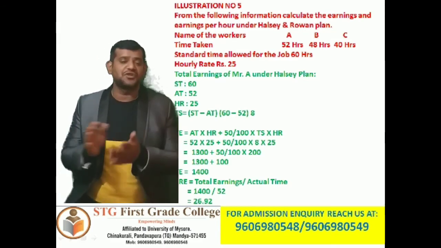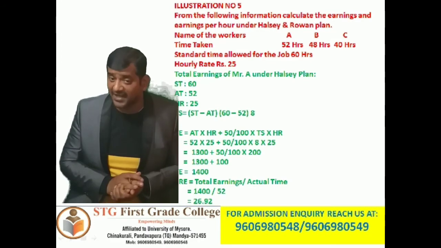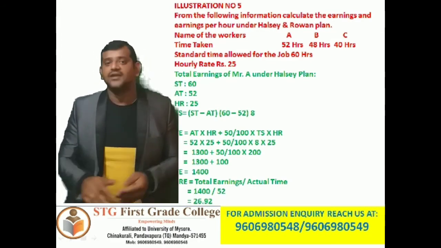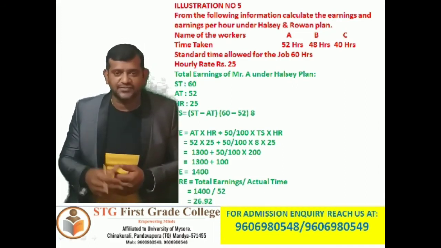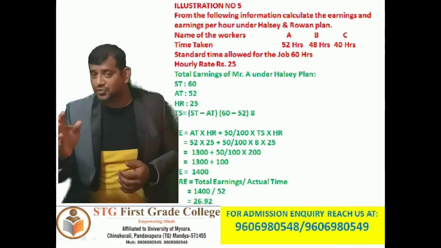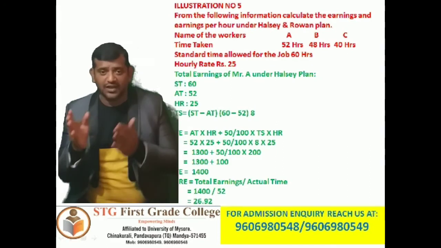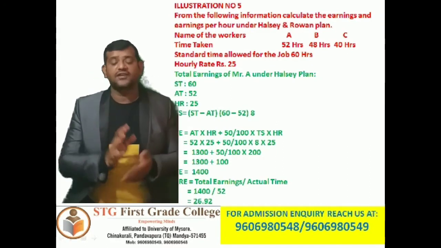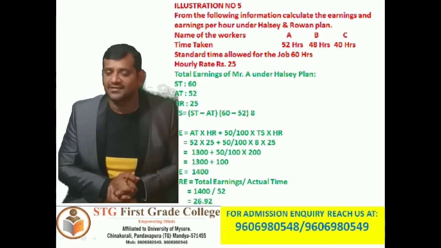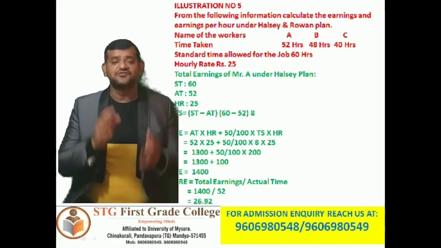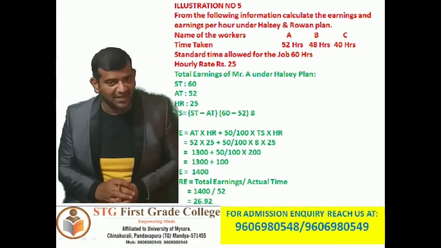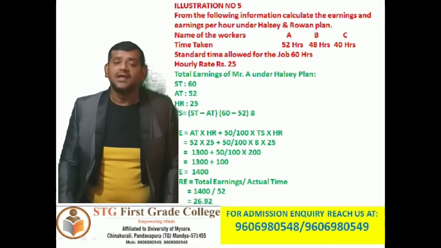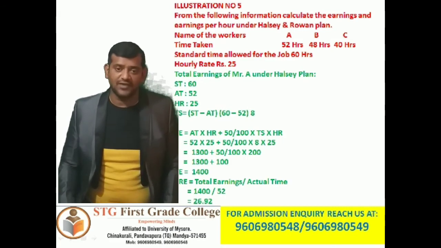So 52 into 25 is 1300 plus 50 divided by 100 into 200. Next step, 50 divided by 100 into 200 is 100. So 1300 plus 100, total earnings is 1400. Effective rate of earnings equals total earnings divided by actual time. So that is 1400 divided by 52, 26 rupees 92 paise is the effective rate of earnings.